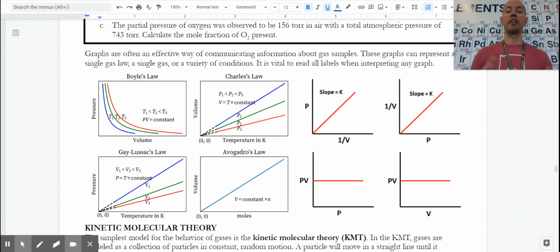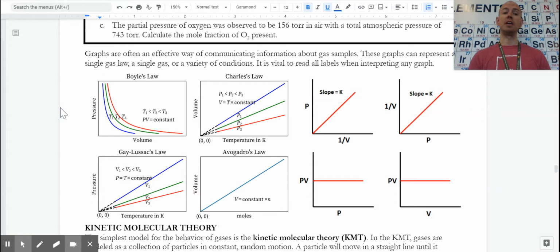Gases and gas laws are a great place to be asked questions where you're applying knowledge from a graph. So we don't need to know which law is which. We just need to be able to understand, when reading a graph, what information is presented to us and maybe why it's presented in that way.